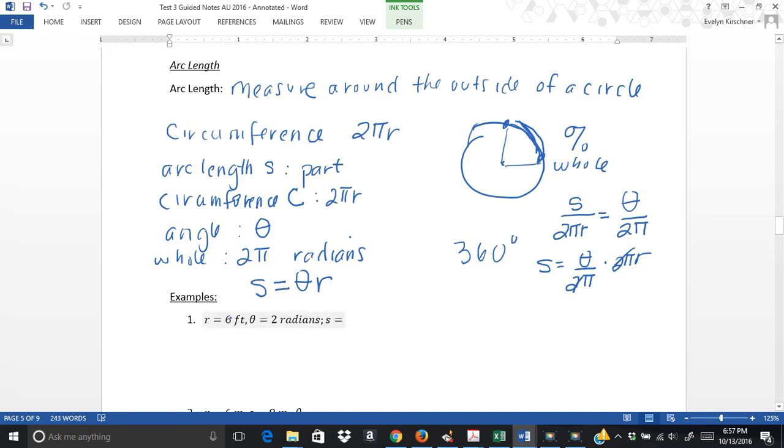So let's look at an example. I have a radius of 6 feet and a theta of 2 radians. I want to find S. Well, S is just theta times r, so my arc length is 12. And it's 12 feet, because the radians canceled out here.